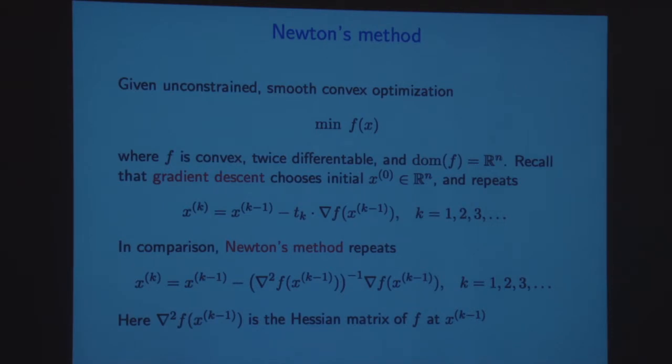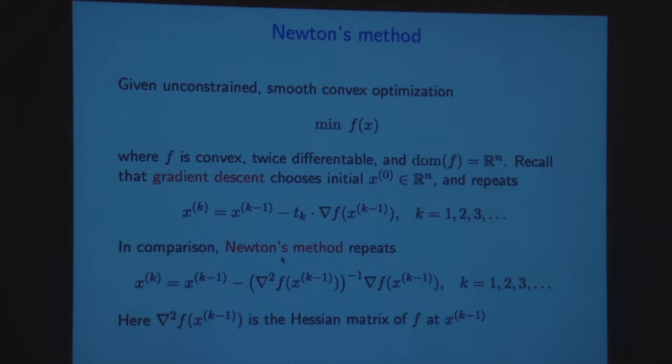In comparison, Newton's method, the one we're going to talk about today, repeats similar steps, but there's a crucial difference here. Instead of just moving in the direction of the negative gradient along some step size t_k, we're going to move in the direction of the negative Hessian inverse of the gradient. So this is gotten by solving a linear system in the Hessian, right? The Hessian of f at x_{k-1} times, say, v, we'll call the direction, v equals the gradient of f at x_{k-1}. We'll solve for that direction, v, and then we'll move in that direction.